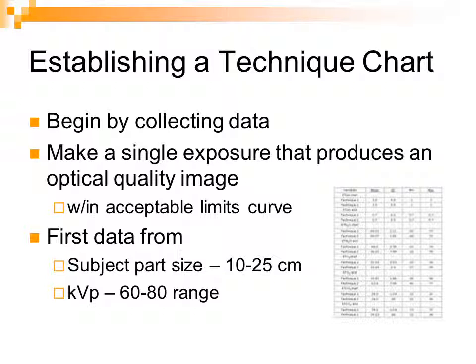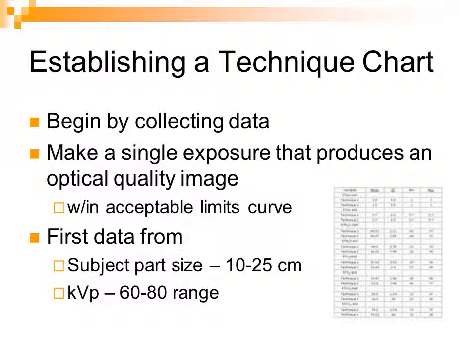Establishing a technique chart. Begin by collecting data. So hopefully you've already started this process for your technique chart, and you have a good basis of how you might want to complete yours by doing your abdomen charts last semester. Make a single exposure that produces an optimal quality image that's within the acceptable limits curve. The first data is from your subject part size, so maybe 10 to 25 centimeters, or kVp range, which would be the 60 to 80.